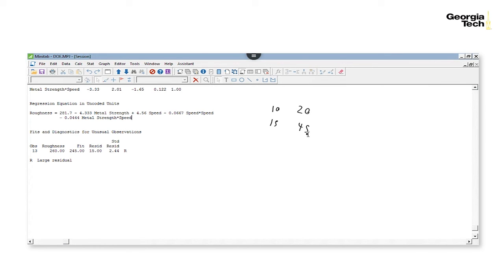If I want to, and the middle level is 30. So if I want to predict the roughness for a value other than those levels, then I can use this regression model. For example, let's say, what if metal strength is 15 and the speed is 20? So I can replace here metal strength with 15, and I can plug in these two numbers to estimate basically roughness. This is how we use the regression model.